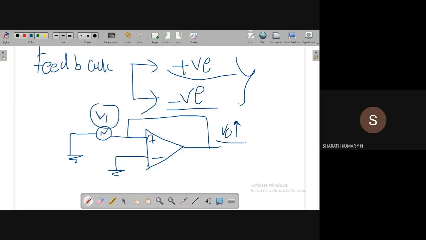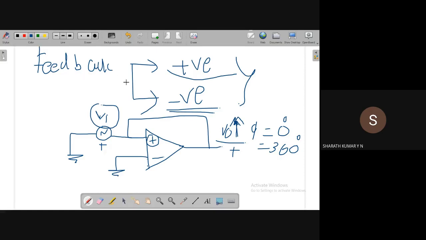Because it is a non-inverting input terminal, if the input is positive, the output is positive, no problem. Because the feedback is positive, the output continues to increase. If you consider phase shift, it is 0 degrees or 360, because the output is in phase with the input voltage. That is positive feedback.